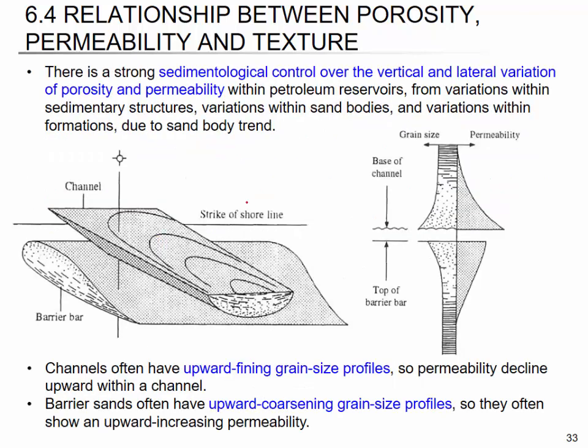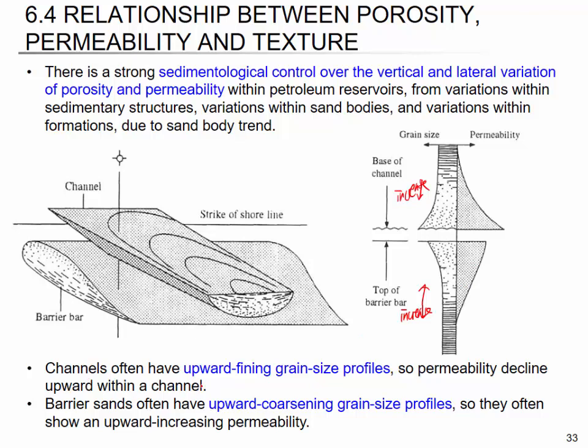Move on. And in this formation, at the basin scale, sedimentological control over the vertical and lateral variation of porosity and permeability in the petroleum reservoir can be found. So in the channel, grain size decreases as you go upward. In the barrier bar, grain size increases as you go upward. So the permeability will decrease as you go upward in the channel, and here, permeability increases as you go upward.